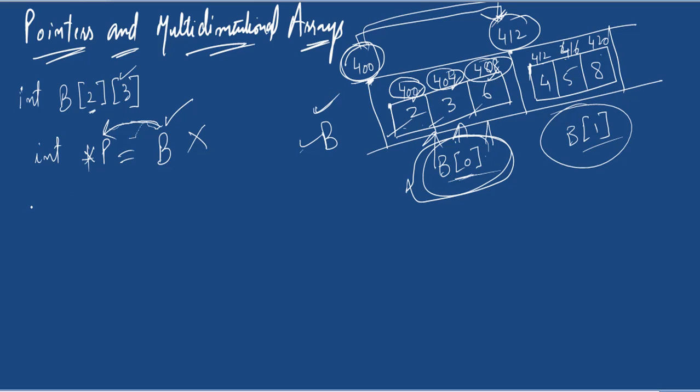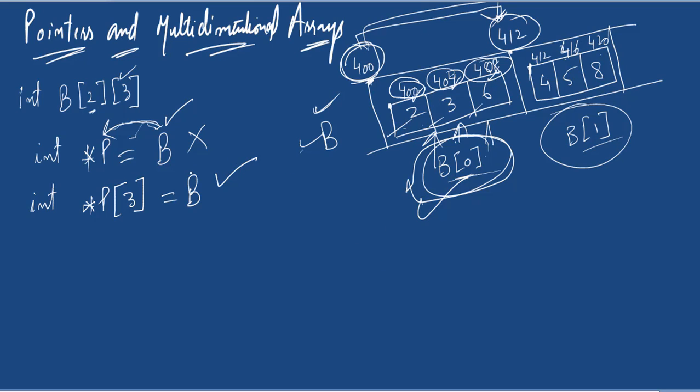So the correct way to write this is int asterisk p, and this was returning me what is contained at b0. But b0 contains the array of 3 elements. So I will write here second dimension 3 is equal to b. This is the correct way. Why is this the correct way?